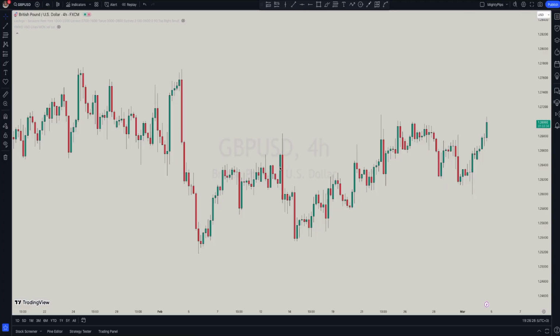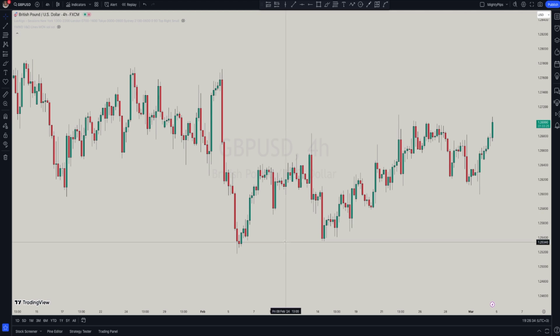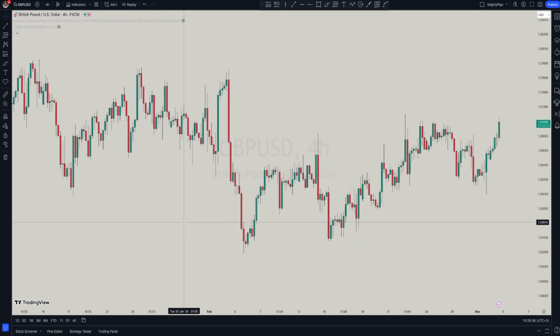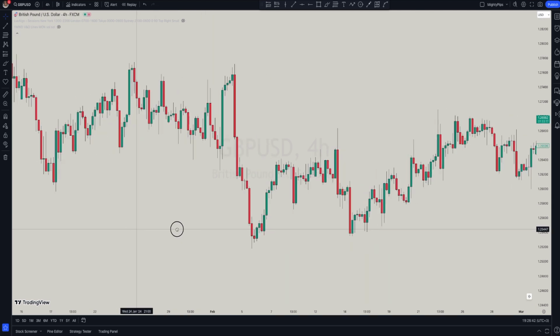So guys, we are on the GBP USD chart, 4-hour chart, as you can see. I'm going to show you a very simple strategy, as I promised you. A very simple FX strategy, guys.